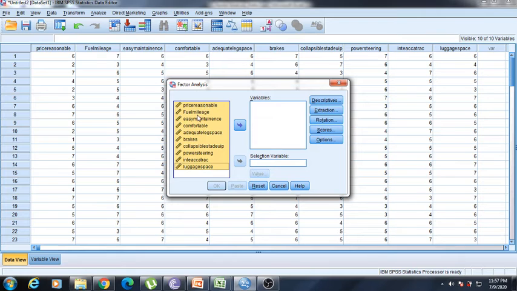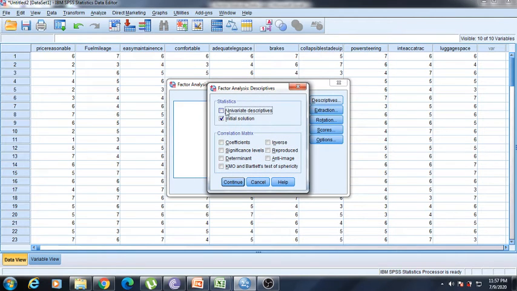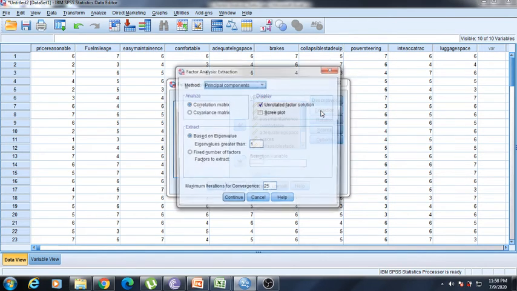So we'll select all these variables and we'll take it to the right side, and then one by one we'll go to descriptive statistics, univariate, then you can see here the coefficient, significant value, determinant, KMO value, and then anti-image. All these things we can find out. These two are not required, inverse and reproduced. Then continue. Then we'll go to extraction.